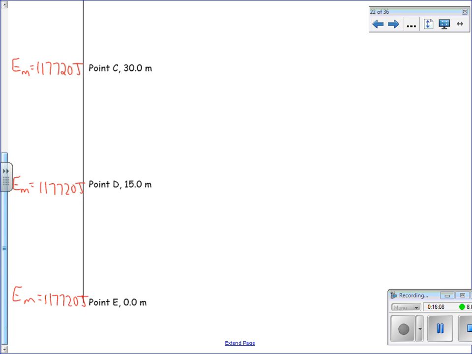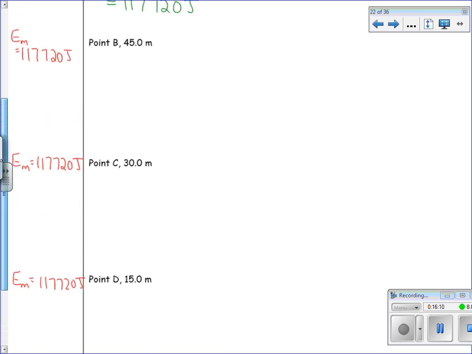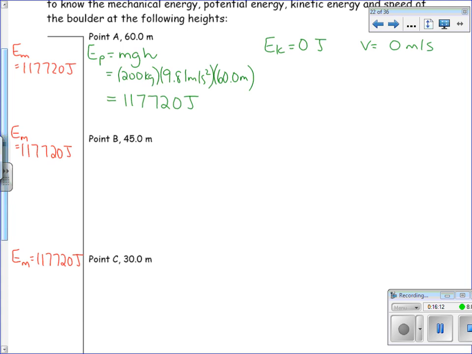So that doesn't change at all. What does change is the proportion of that energy that's potential and the proportion that's kinetic, right? It goes back and forth. As the boulder falls down, the potential energy is going to be getting smaller, and the kinetic energy is going to be getting larger, which then means the velocity is going to be getting larger.